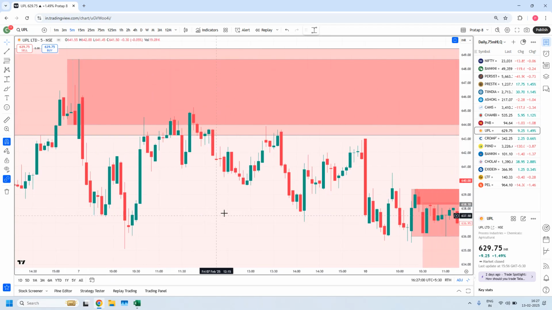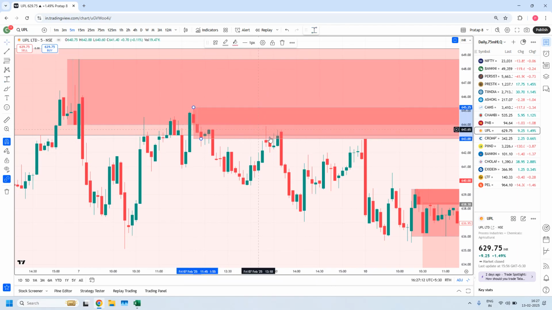Okay. If at all you can draw a zone here, rally, 1, 2, 3, 4, 5 base candles, you can draw a zone like this, a 5 minute zone. Risk is very, very high, and moreover it is already tested. So because of these reasons I didn't concentrate on this.